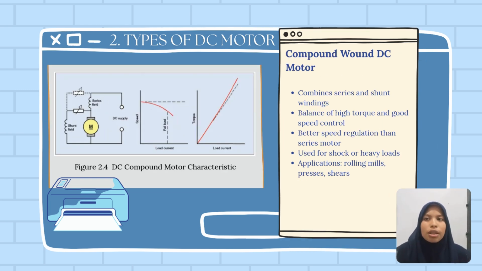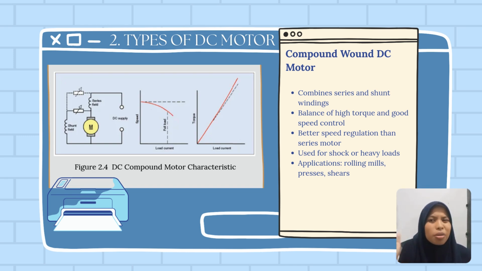The next type is compound wound DC motor. A compound wound DC motor combines both series and shunt field windings. In the cumulatively compounded motor, the two fields assist each other, providing a balance between good speed regulation and high starting torque.